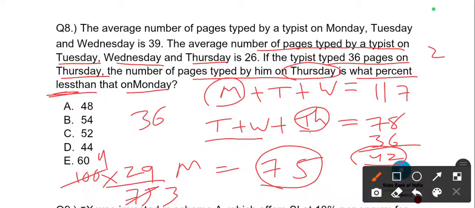Why am I always making mistakes? 39 divided by 75. Sorry, it is not 29, it is 39. Okay, it will be 13, and 13 times 4 will be 52. So the answer will be option C, 52. Bhavani also says answer 52, right answer.